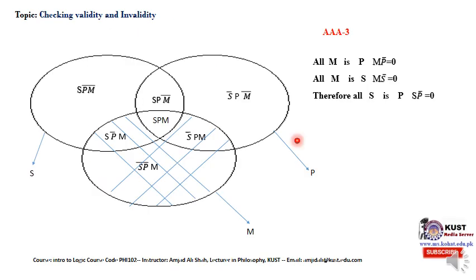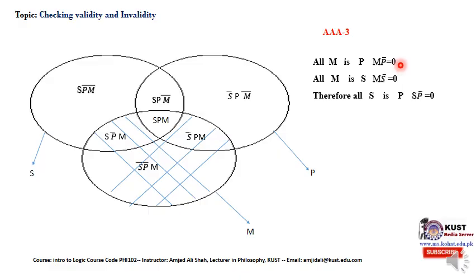Again we have the diagram. We have these three classes S, P, M. They are overlapped with each other. So this is the symbolic form. All M is P, MP bar is equal to 0, all M is S, MS bar is equal to 0, all S is P, SP bar is equal to 0. Now these are the premises: MP bar is equal to 0 and MS bar is equal to 0. You're supposed to diagram only the premises.